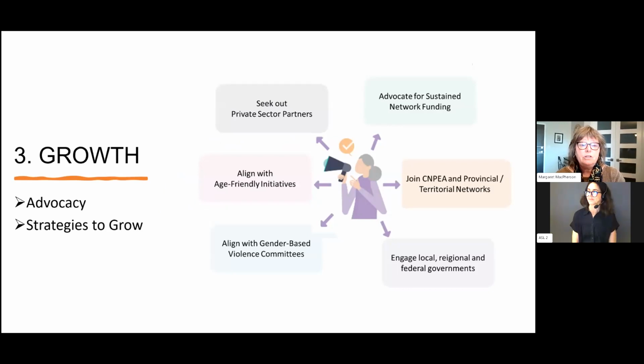And then the final section is about growth. And I think a big part of this is about advocacy. And so there are a number of ideas here about ways in which networks can advocate for change in their communities, but also think about your strategies for growth, how you want to develop.